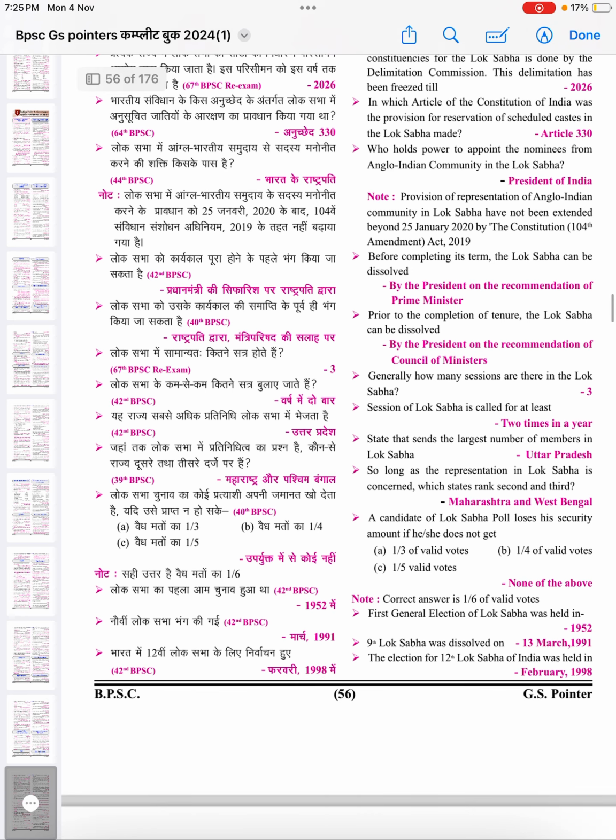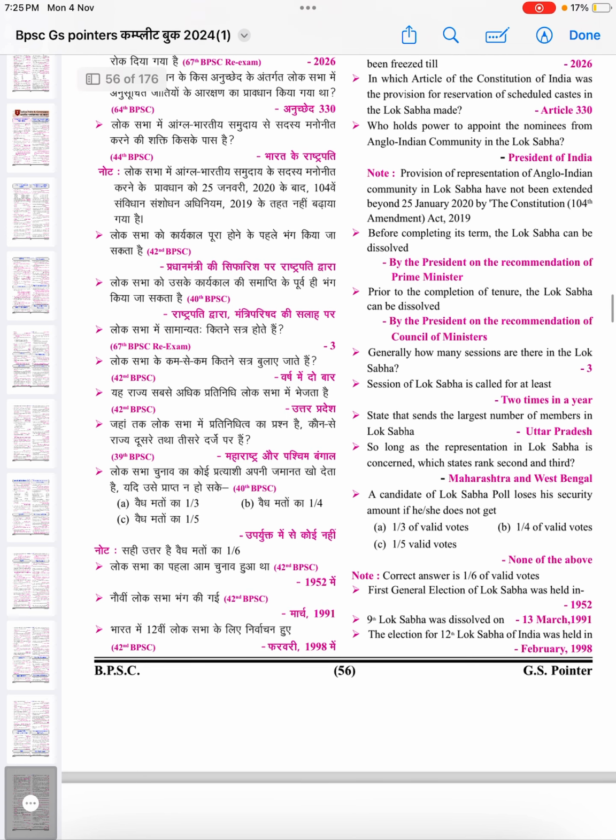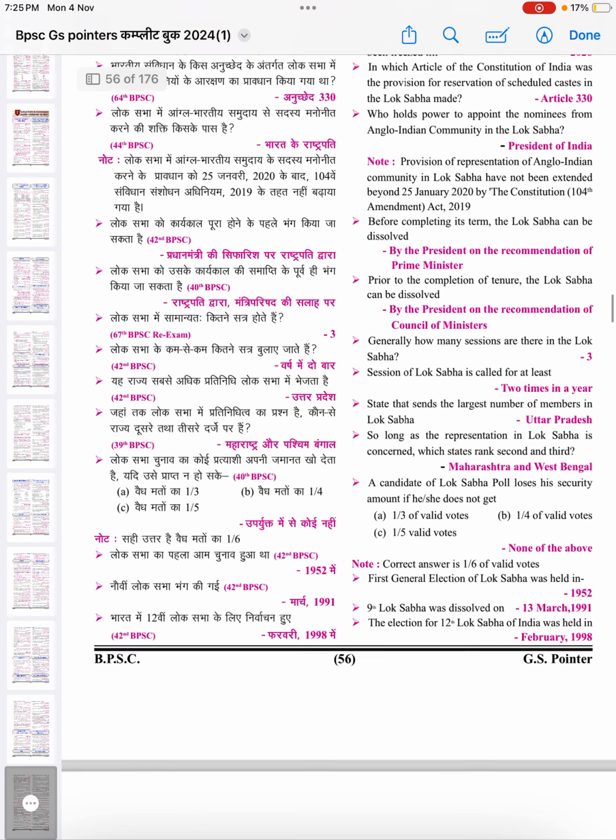In which article of the Constitution of India was the provision for the reservation of Scheduled Castes in Lok Sabha made? Article 330. Who holds the power to appoint the nominee from the Anglo-Indian community in the Lok Sabha? The President of India.